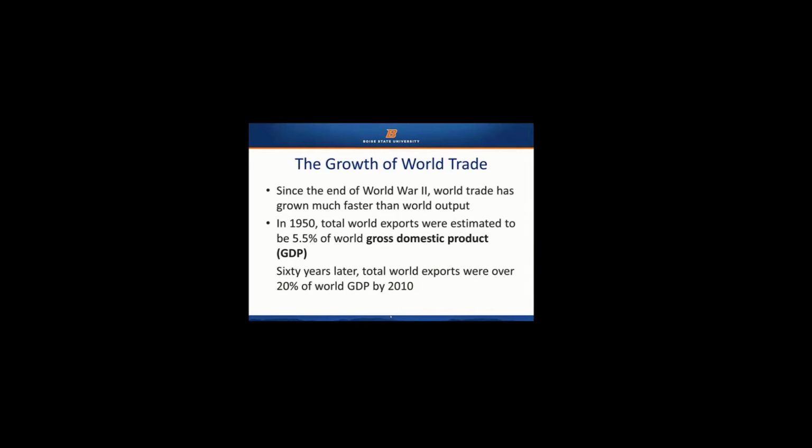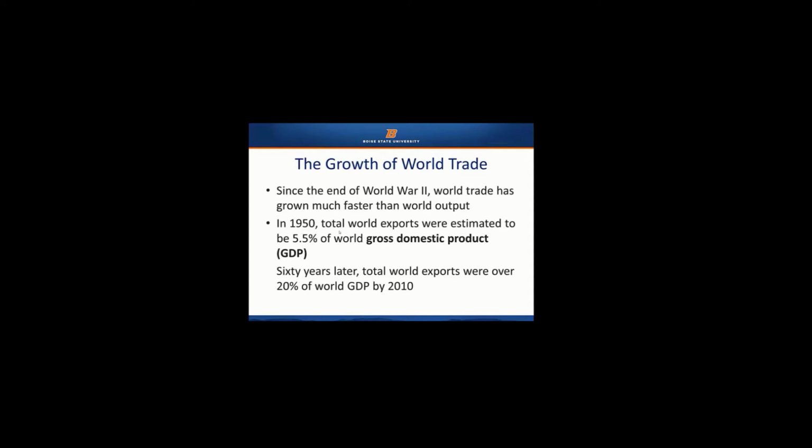The book talks about how there was the first phase of globalization. We'll get into that in a little bit. First phase of globalization from the mid-1800s through World War I. Then there was a dramatic decline. And then since World War II, it's been increasing. And so one way we know this is the amount of world trade has grown faster than the amount of world output, or GDP.